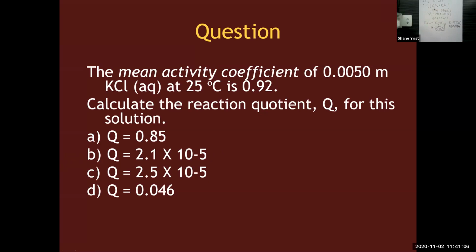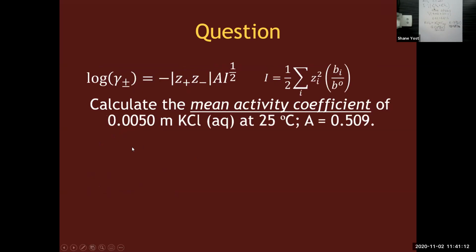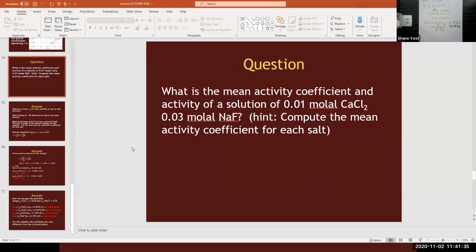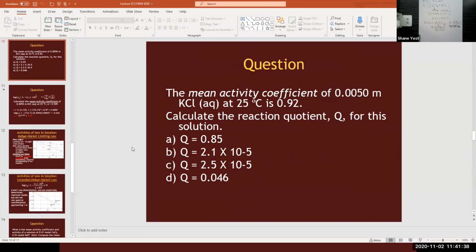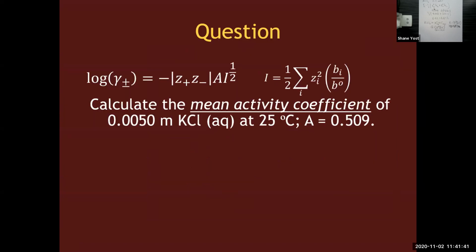Questions? All right. So given the equations above, calculate the mean activity coefficient gamma plus or minus of a 0.005 molar potassium chloride solution at 25 degrees Celsius, given A is 0.509. Calculate the mean activity coefficient given this information.